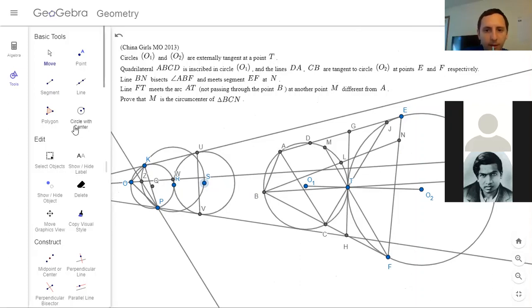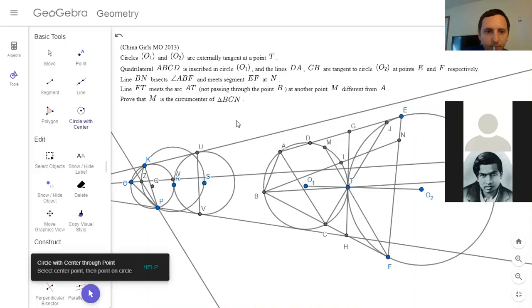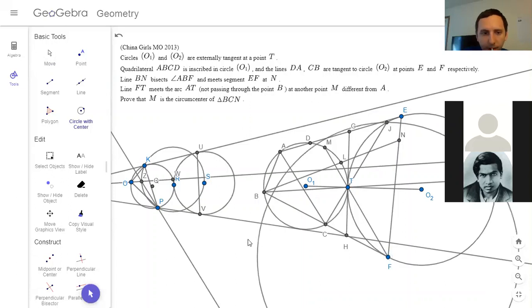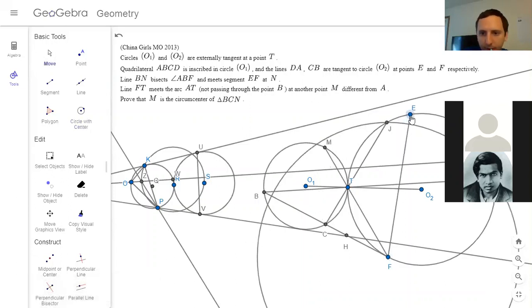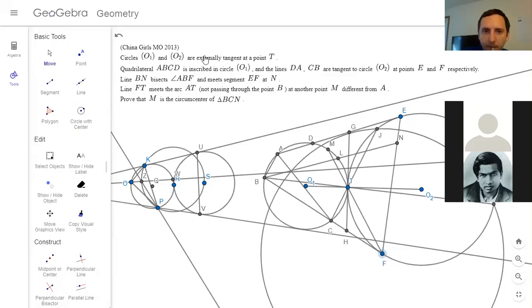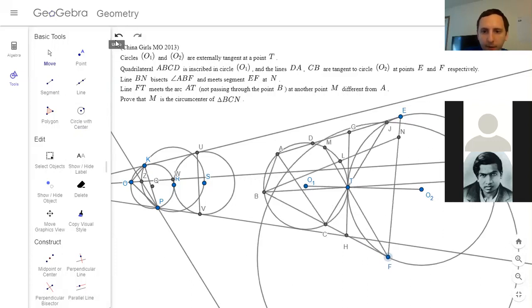FJ equals FI. Let's check. Yeah, FJ does look equal to FI. All right, so that probably is important. Homothety about T proves it. Oh, because triangle MBC is isosceles, so FJI is also isosceles. Yeah. Okay.